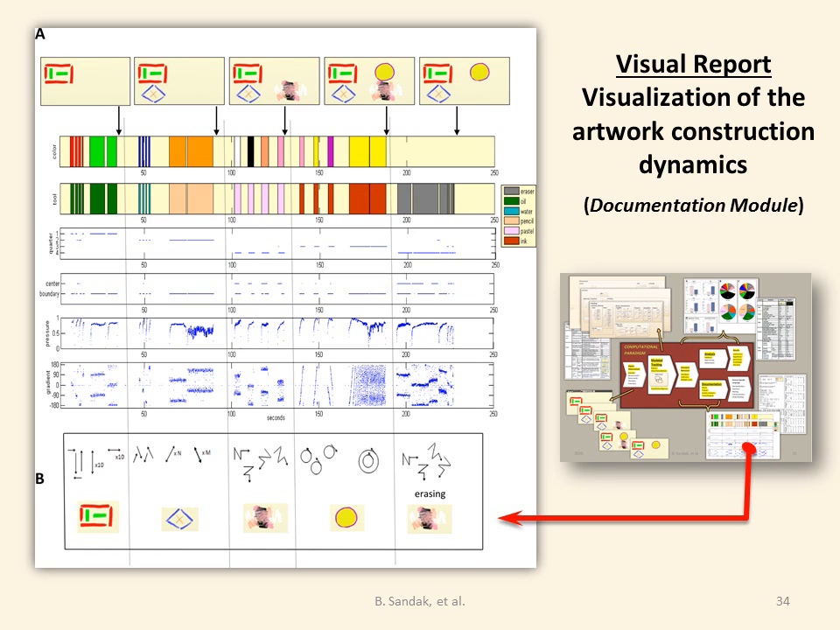Here we show visualization of the artwork construction dynamics by the documentation module, which generates a visual report of the dynamics of an artwork progression, displaying rigorous tracking of events and states of the artwork over time. For example, stroke start and stroke end, the color and tool used for the stroke, its location in the page, that is, in which quarter and whether in the boundary or center, the drawing pressure and direction.